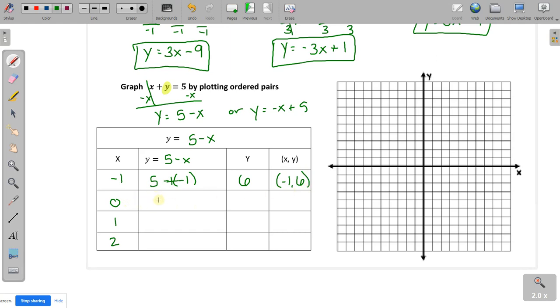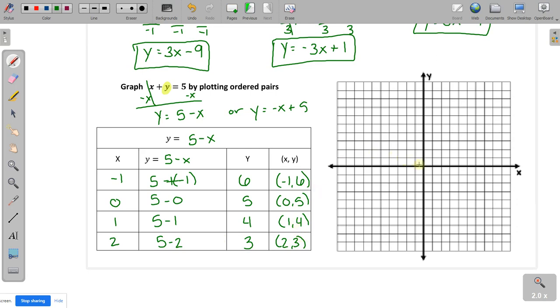Now substitute 0 in. 5 minus 0. 5 minus 0 is 5, so we have the point 0, 5. Substitute 1 in. 5 minus 1 gives us 4, so we have the point 1, 4. And lastly, 5 minus 2 gives us 3, so we have the point 2, 3.